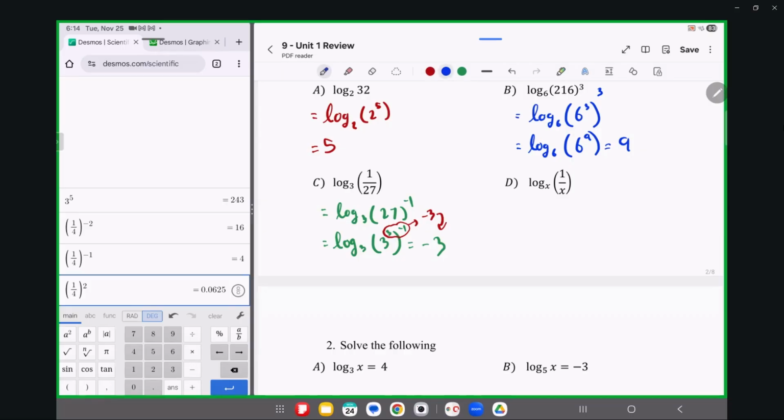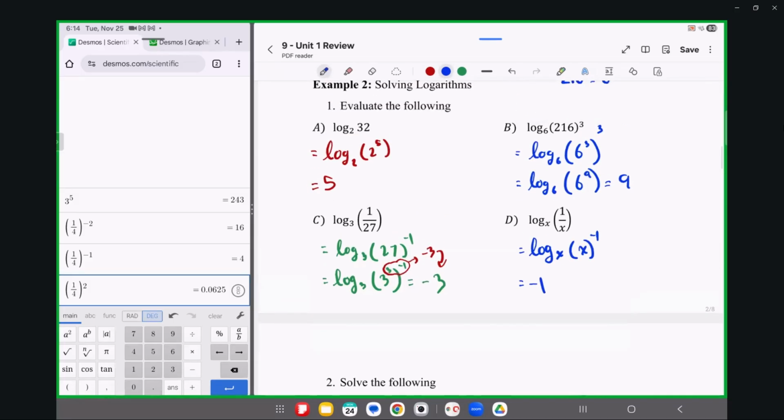Letter D is sort of the generalized base version of this question. If you have log base x of 1 over x, we can write this as log base x of x to the power of negative 1, which simplifies down to just being negative 1.